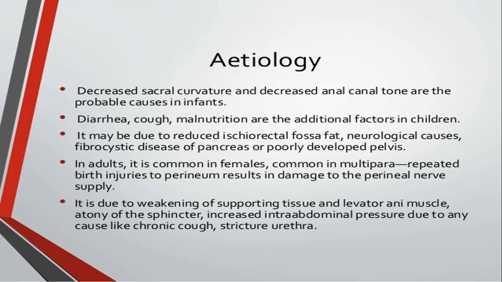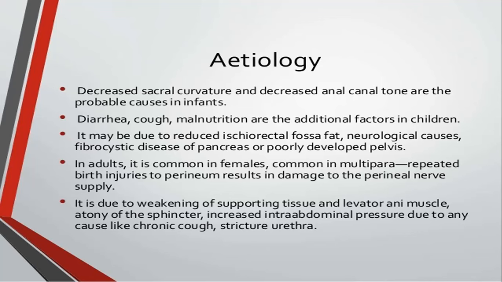Because at the rectosigmoid junction, there is the sacral promontory. The sacral promontory is the area where the rectum is held. So the sacral curvature is basically the main factor holding the rectum. If its curvature decreases during the embryological development of the baby, or there is a decrease in anal canal tone. The anal canal is basically controlled by the sphincters, by the levator ani muscles, the puborectalis. So these are the reasons which cause it.